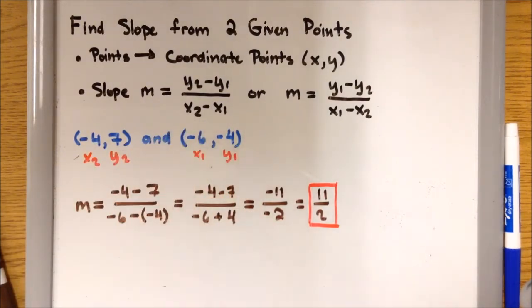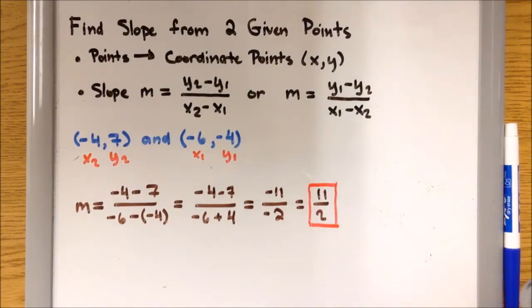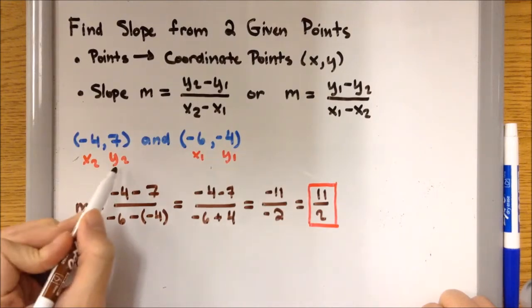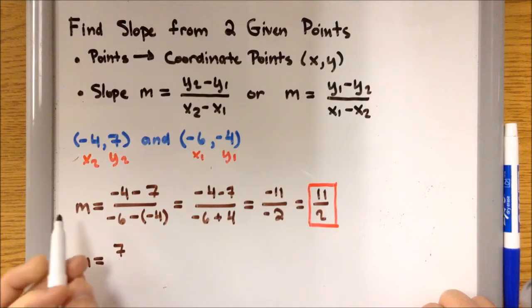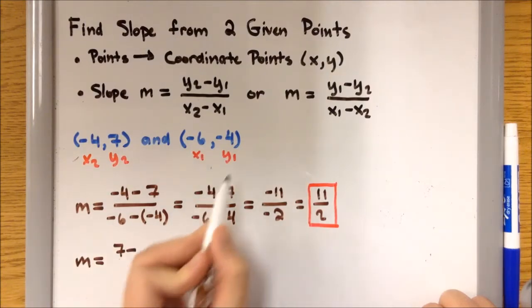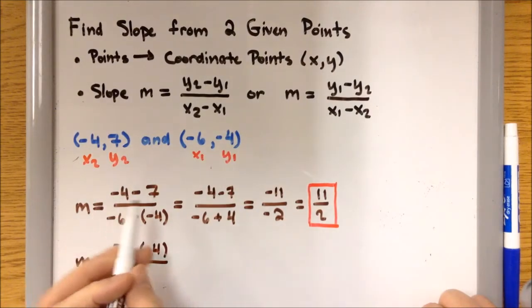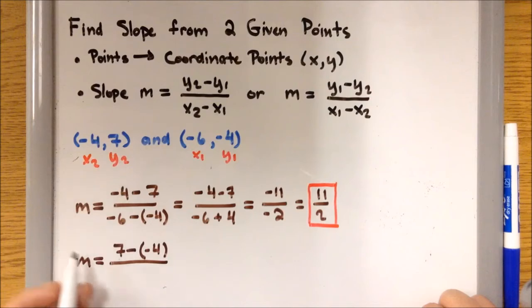So I'm going to use the same formula. So my y2 goes first, so 7. And then my minus y1, oh look, there's a negative 4. So I'm going to put parentheses, negative 4, just like that, over my x2, which is negative 4, minus, oh look, it's a negative 6. Since I'm plugging in negative 6, I'm going to put parentheses on it.